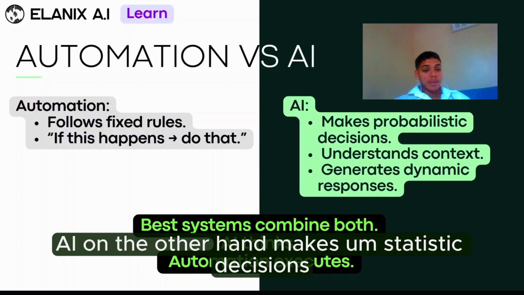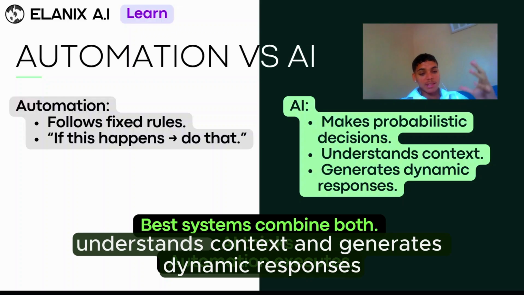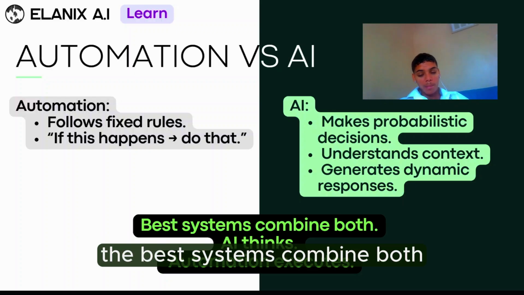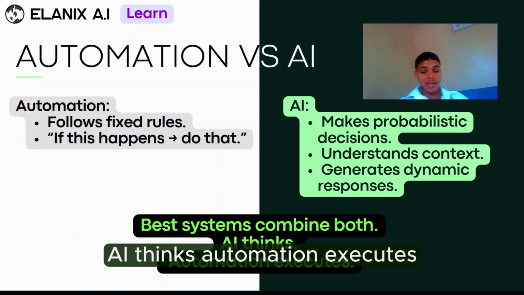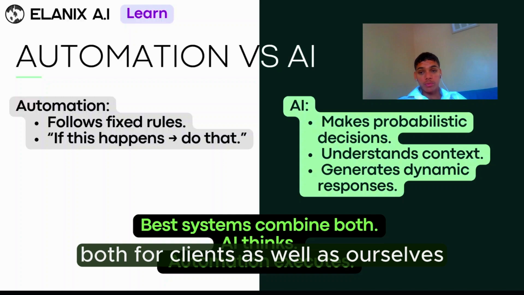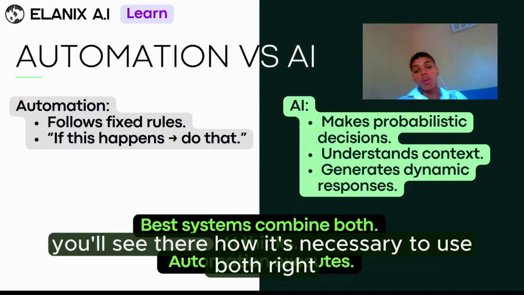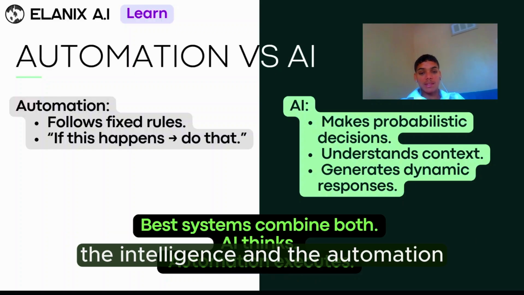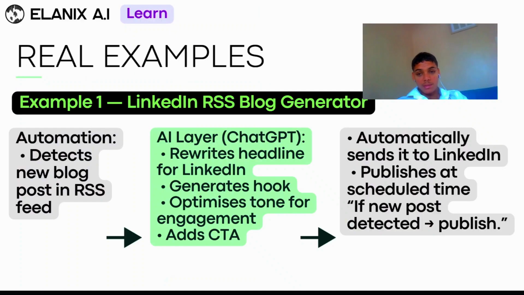AI, on the other hand, makes statistical decisions, understands context, and generates dynamic responses. The best systems combine both. AI thinks, automation executes. I'm going to take you through a couple of example systems we've built for clients as well as ourselves. You'll see how it's necessary to use both, right? The intelligence and the automation.